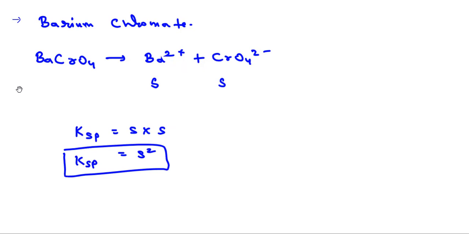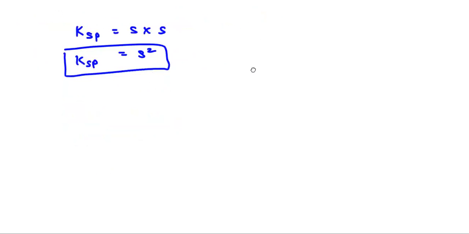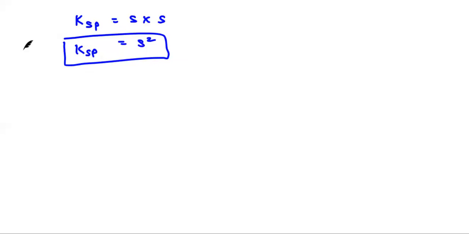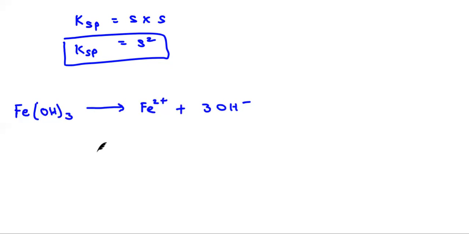Okay, but now if I am giving you ferrous hydroxide, better to take ferrous hydroxide, Fe(OH)3. So if you have Fe(OH)3, it is dissociated into iron, Fe2+, right? And it is going to 3 OH minus, right?